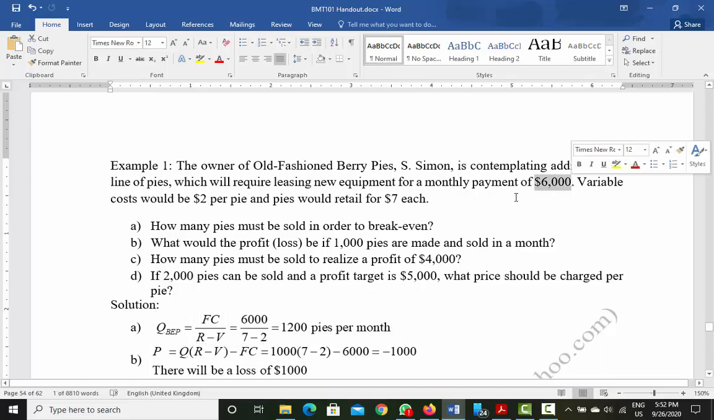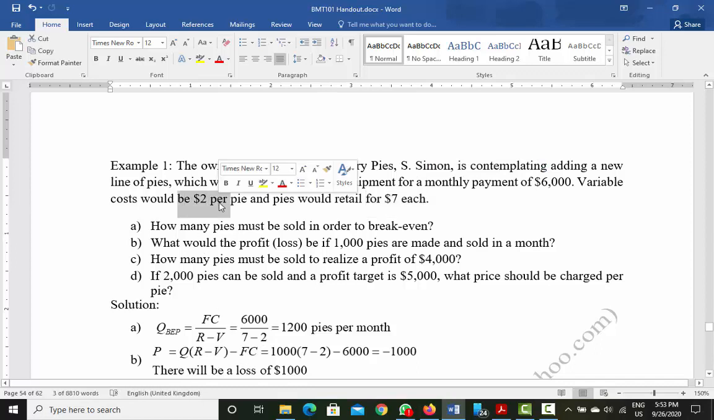Revenue per unit is the revenue you get from selling each pie at the price of $7 each, and variable cost per unit is $2. So revenue per unit is $7 and variable cost per unit is $2. If you divide 6,000 by 5, we will get 1,200 pies per month.